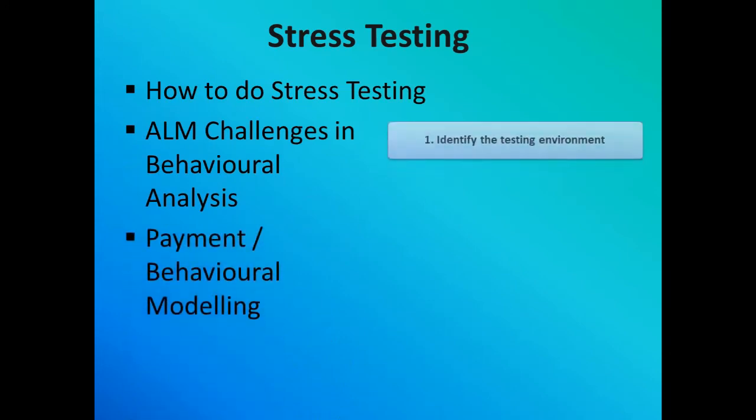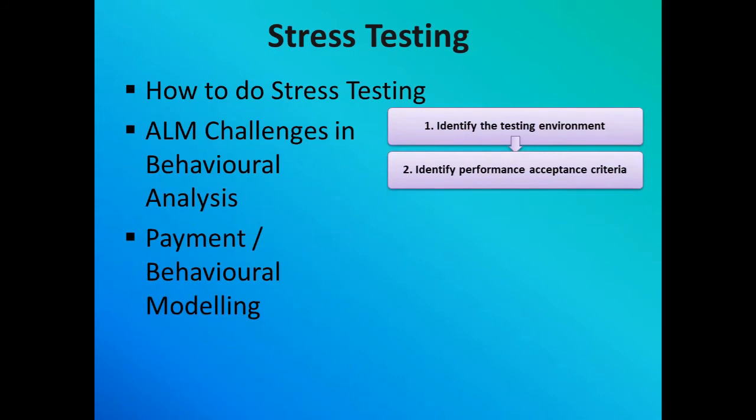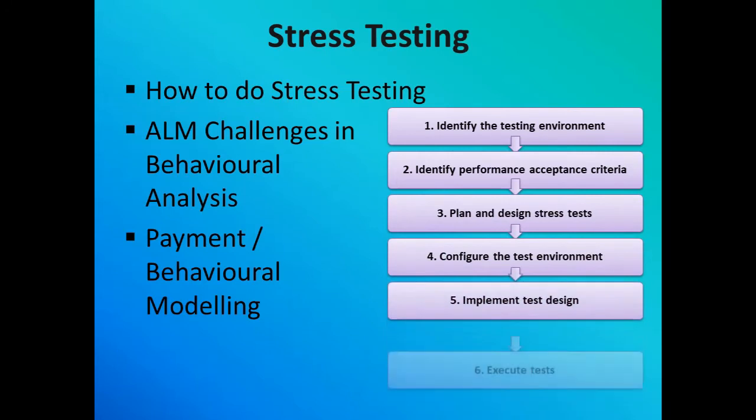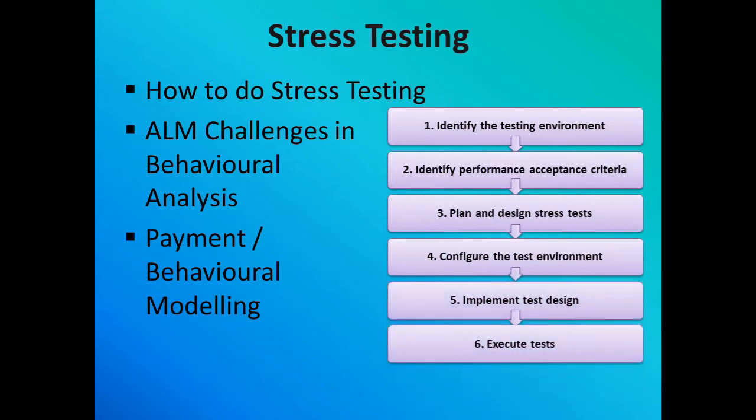you can view that. First, identify the testing environment. Second, identify performance acceptance criteria. Third, plan and design. Fourth, configure. Fifth, implement. Sixth, execute the test. So the first one means identify the testing environment. How will they identify the environment? Based on the hardware, software, and network configuration. They will identify the tools available to perform the stress test.